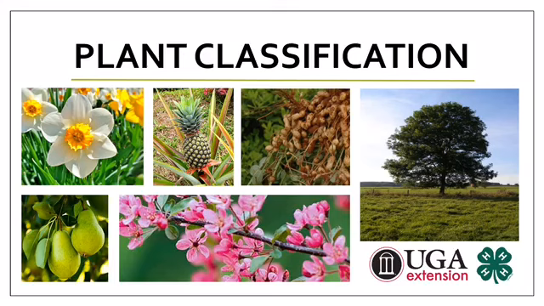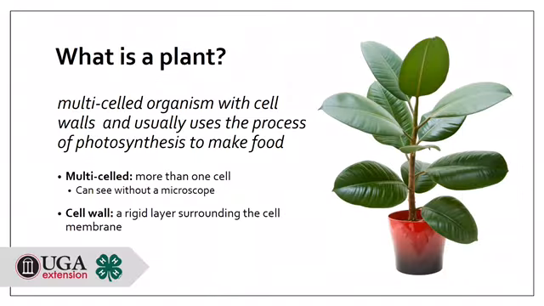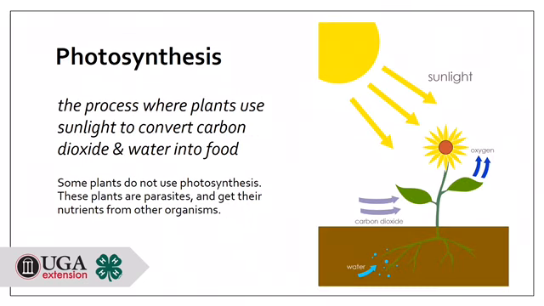Plant classification. What is a plant? A plant is a multi-celled organism with cell walls and usually uses the process of photosynthesis to make food. Multi-celled means more than one cell, and a cell wall is a rigid layer surrounding the cell membrane. Photosynthesis is the process where plants use sunlight to convert carbon dioxide and water into food.